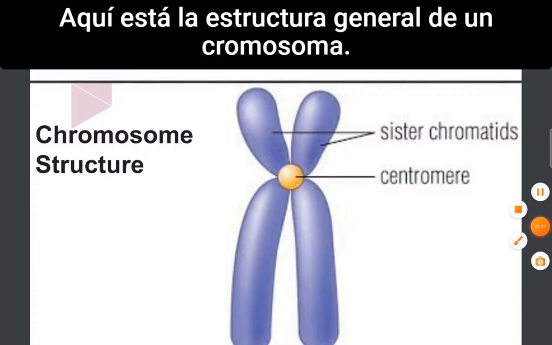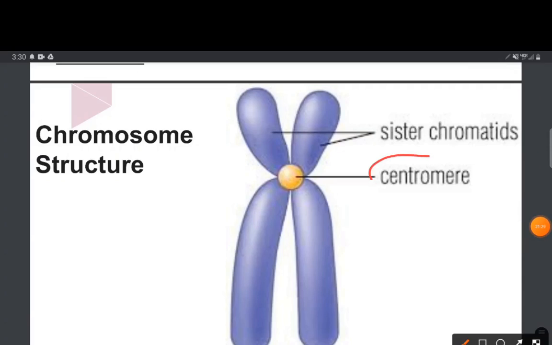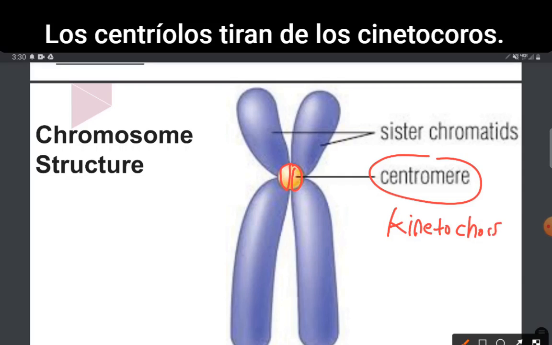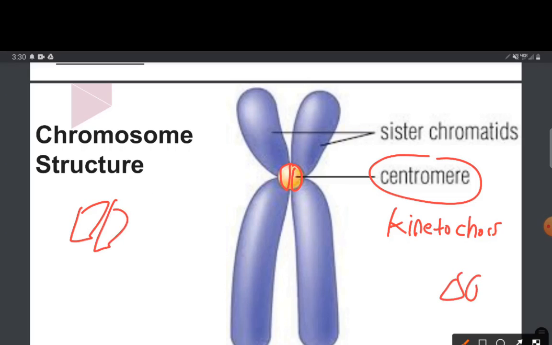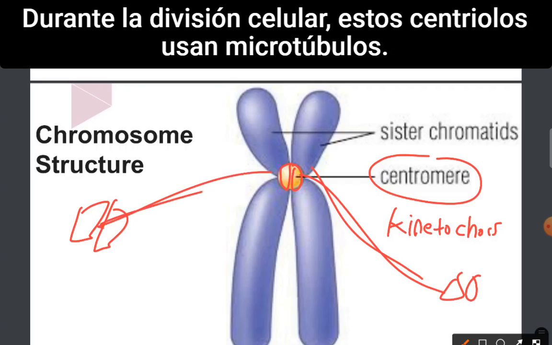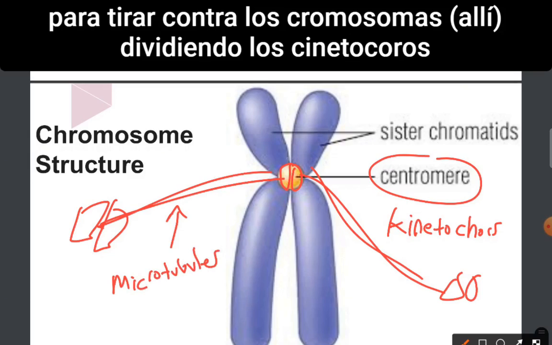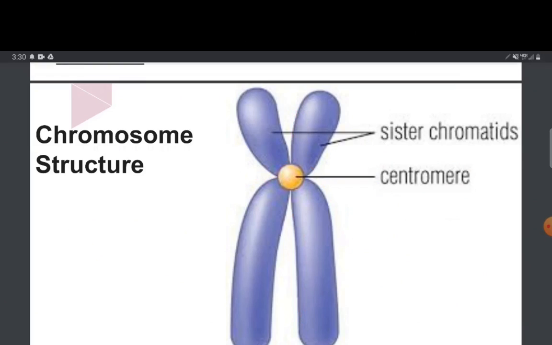Here's the overall structure of a chromosome. The centromere consists of 2 parts. These are called kinetochores. Kinetochores are pulled on by centrioles during cell division. These centrioles use microtubules to pull against the chromosomes, thereby dividing the kinetochores and splitting the sisters.